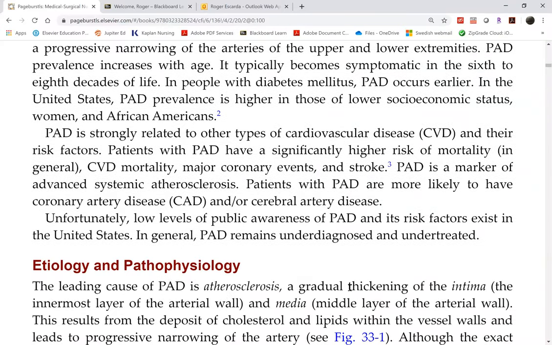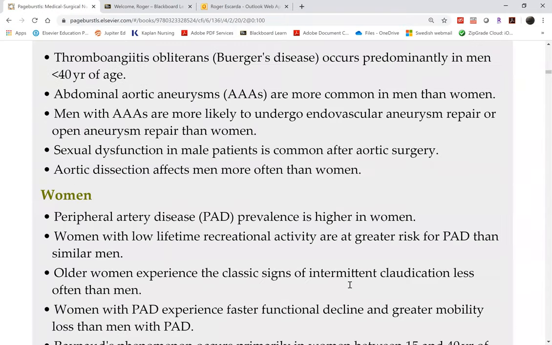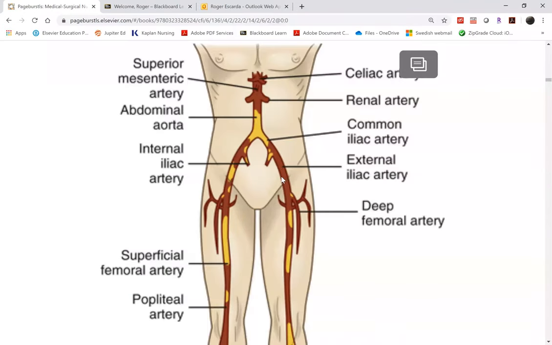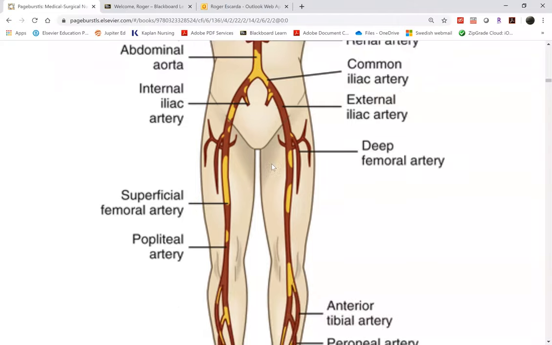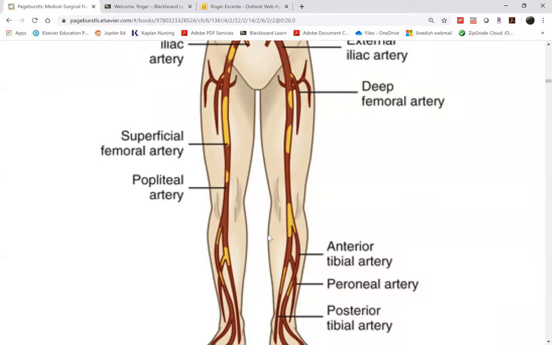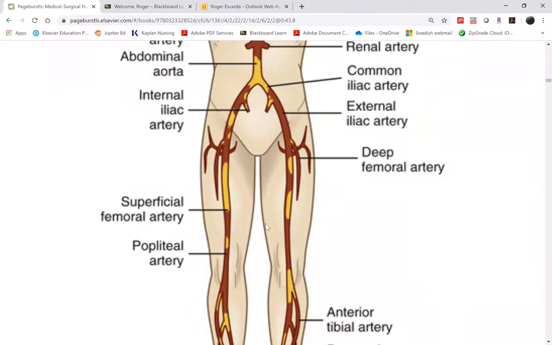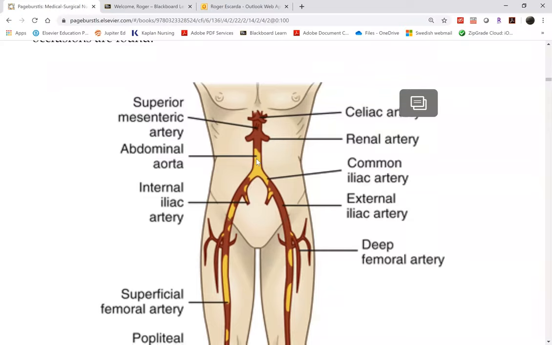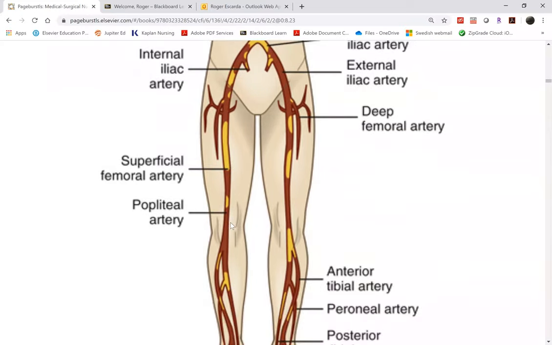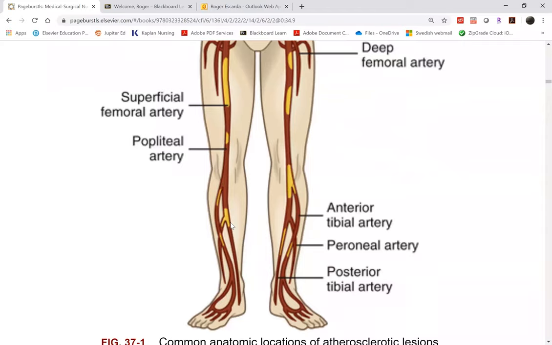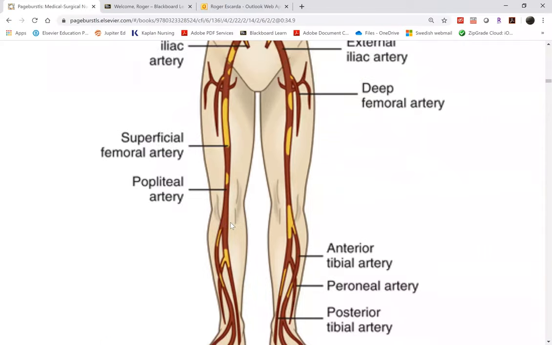So therefore, if you look at the figure, anything below the level of obstruction or the atherosclerotic plaque, there will be poor circulation in the distal part. So the higher the involved artery, the more complications or the more serious your problems are.